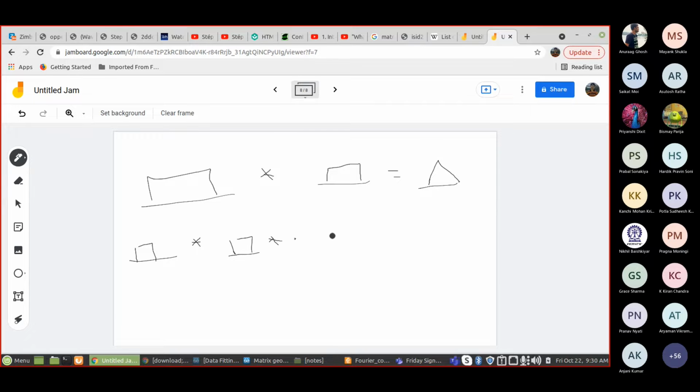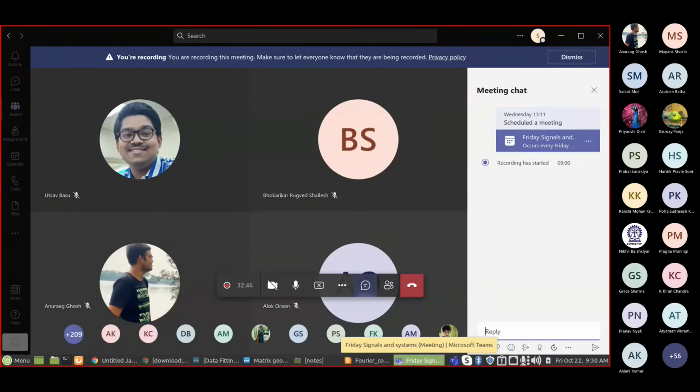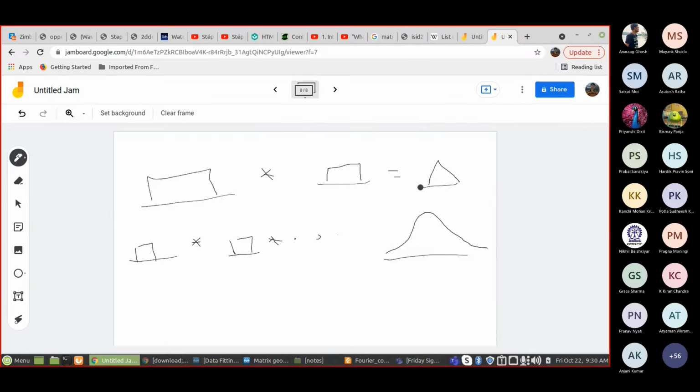And what you will see is it converges to a Gaussian function as n goes to infinity. Any question? Instead of the rect function, if you take any other function, triangle or whatever, and just keep convolving with itself, you will see that it converges to a Gaussian function. And the way to interpret this is in terms of the central limit theorem.